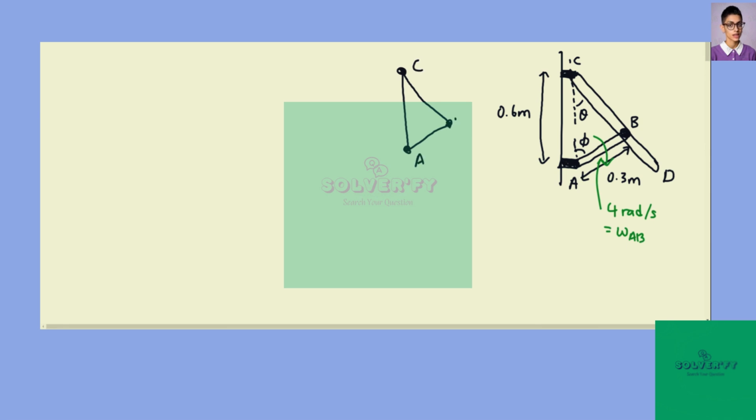C, A, B. So this is 0.6 meters. Then we call this theta. This is phi. And this is 0.3 meters. And then this vertical length will just be 0.6 minus 0.3 cosine phi. So this is 0.3 cosine phi, and the remaining distance will just be the difference.